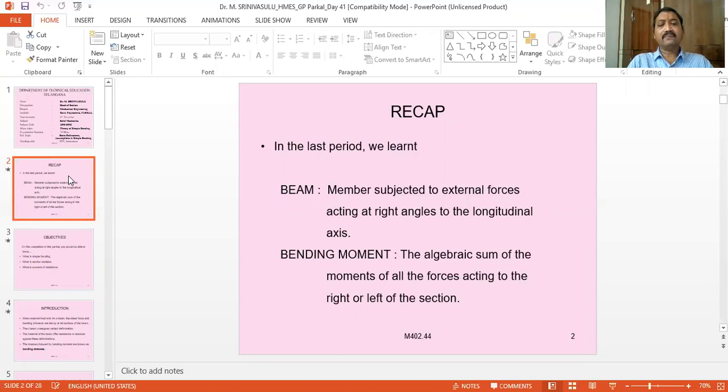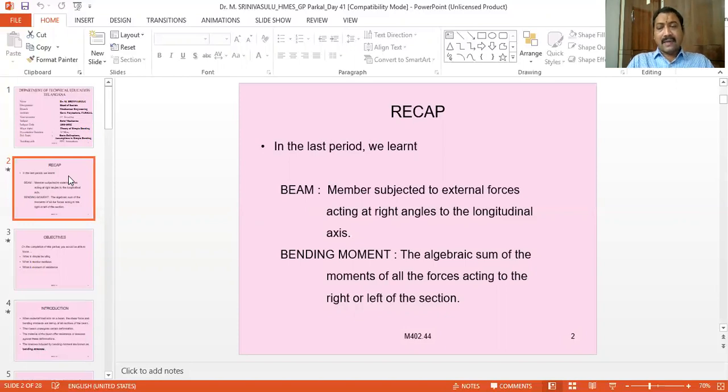Now actually what is a beam? A beam is nothing but a member which is subjected to external forces which act at right angles to the axis of the beam, or the longitudinal axis. So here beam means it must be loaded with some external loads, so that the load will always act at right angles to the axis of the beam.